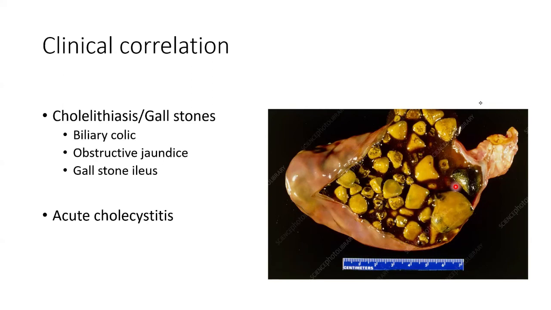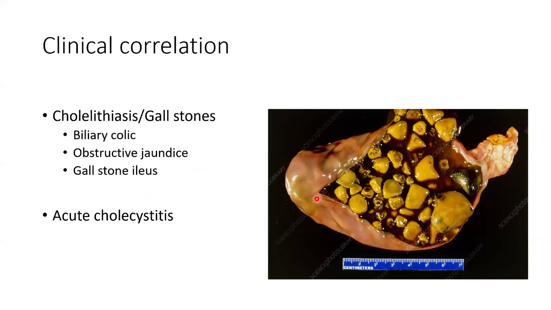So it will cause obstructive jaundice. Again, in biochemistry, you will learn this thoroughly. You have to know in and out about this obstructive jaundice. Then another thing called gallstone ileus can happen.